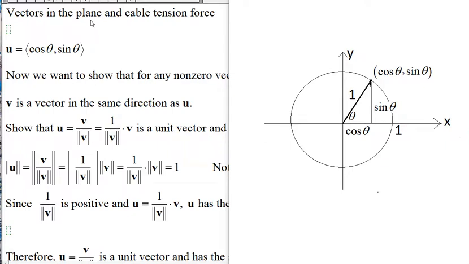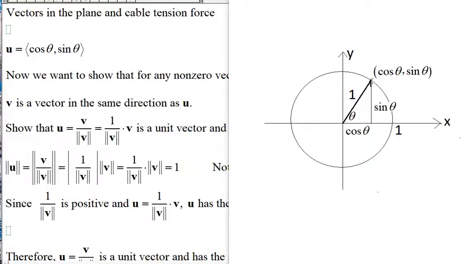Here we talked about vectors in the plane and the cable tension force. And so recall from trigonometry, if we have a unit circle, this is a circle with radius 1, and so this segment right here will have a length of 1.